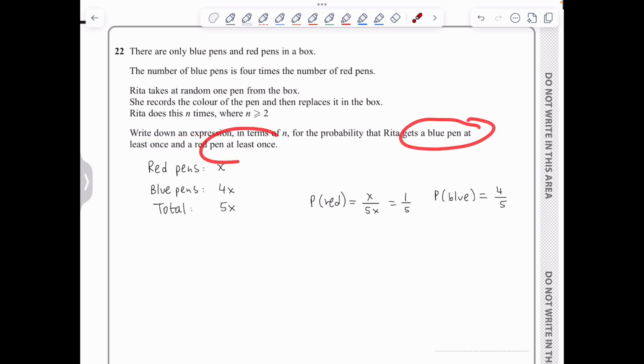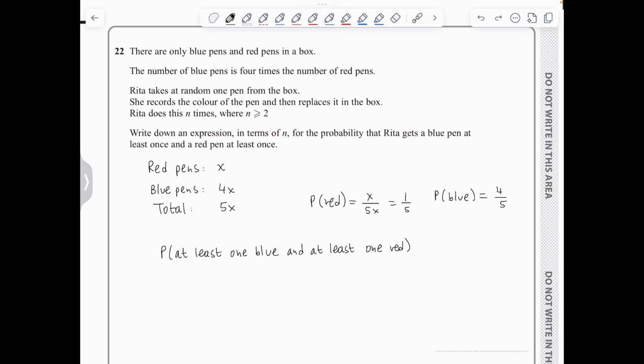Now I need to write down an expression in terms of n for the probability we get the blue pen at least once and the red pen at least once, and I need to realize that this is 1 minus the probability that all pens are red, or all pens are blue. So if I deduct these two scenarios, then everything that is left includes at least 1 red and at least 1 blue. So we're looking at 1 minus the probability that all of them are red, which is 1/5 raised to the power of n, because each time I'm drawing a pen, the probability it's going to be red is 1/5, because I'm putting it back in the box each time I draw one.